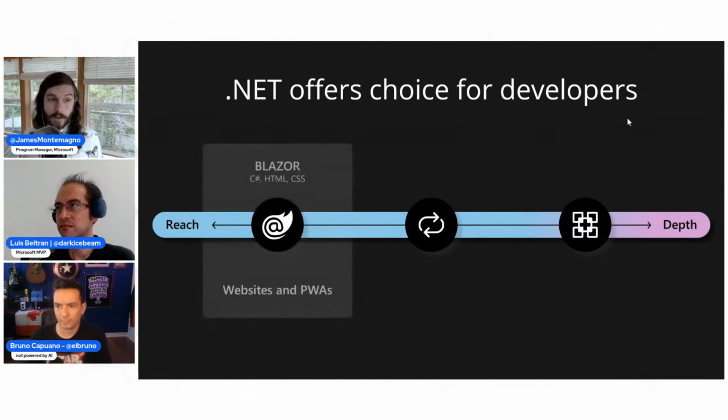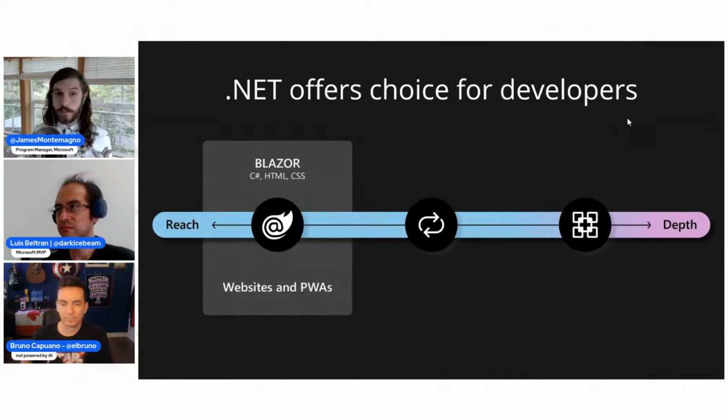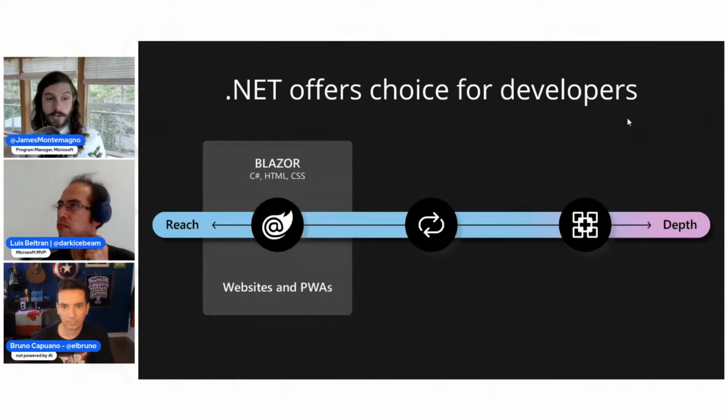I talked about web development, and one of our most popular frameworks for building full stack web apps is Blazor, which enables you to write everything in C#. So you don't have to use JavaScript, and you can create websites and progressive web apps and full apps that run directly in the browser. So that gives you full reach.